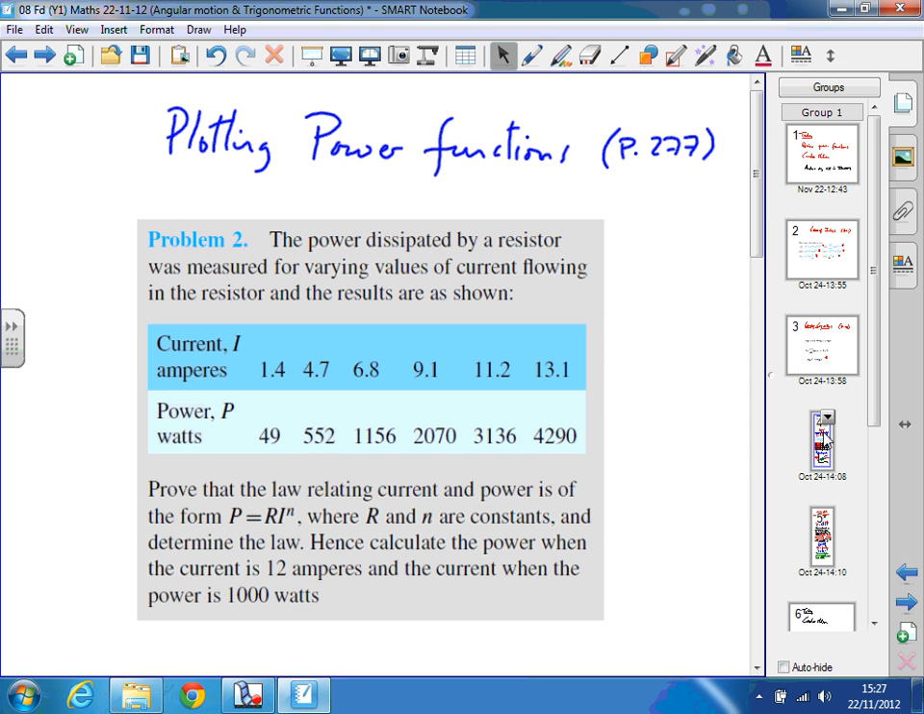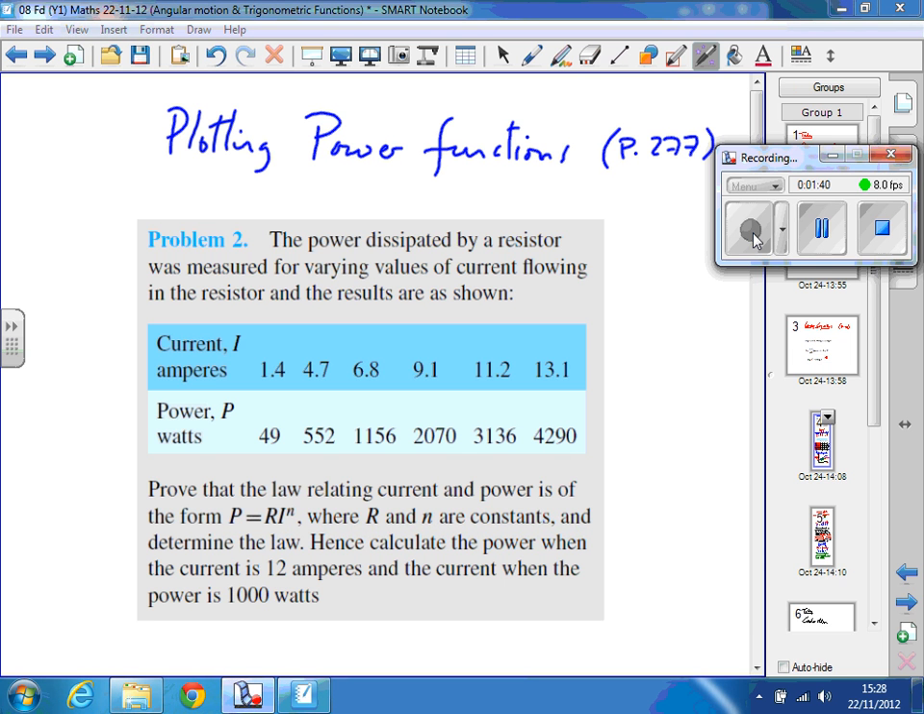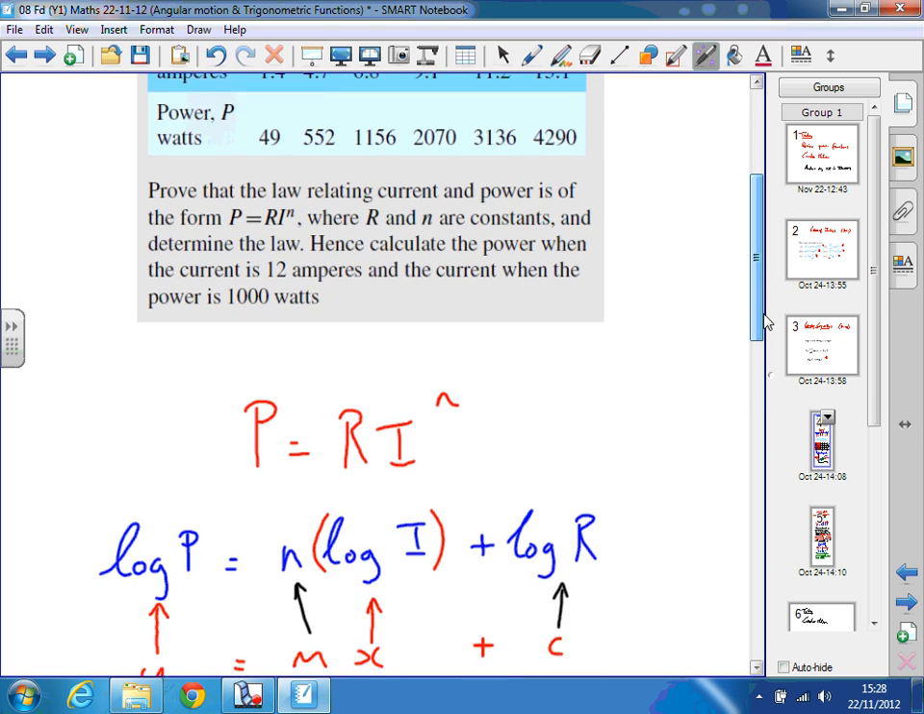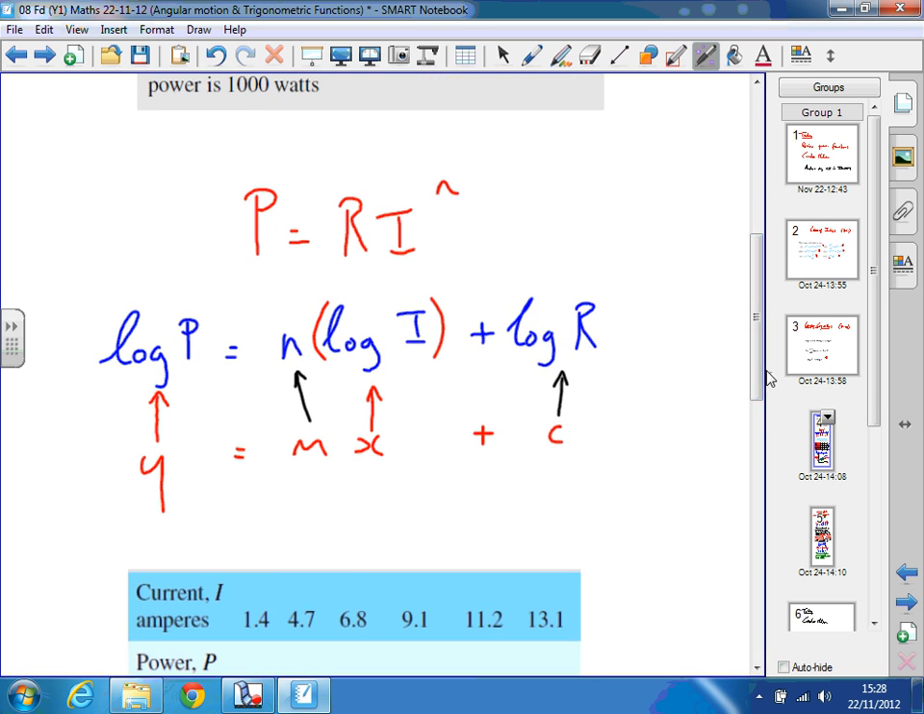Well, we looked at some experiments, some results. And the suggestion is that these results have this form, P equals R I to the n. We can prove it's of that form by plotting a graph of not power against current, but something else. And then if we get a straight line, we'll know we've got the right relationship. So what we did was we played around with this function and arrived at, using logarithms, this function here, which is the same as this. It's the same function, but written in a different way by using logarithms.